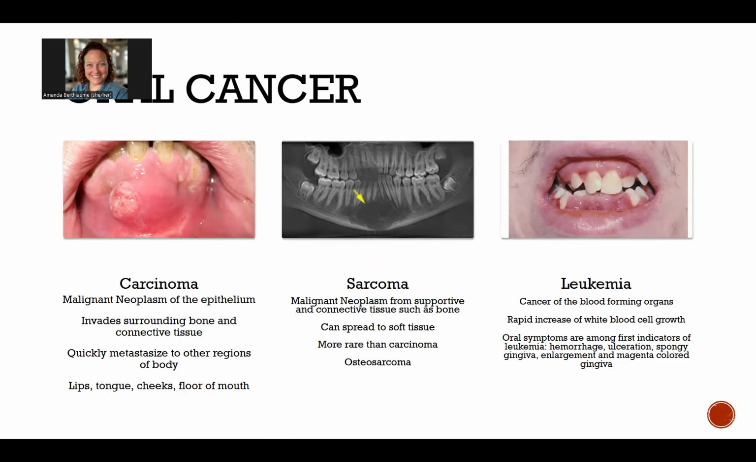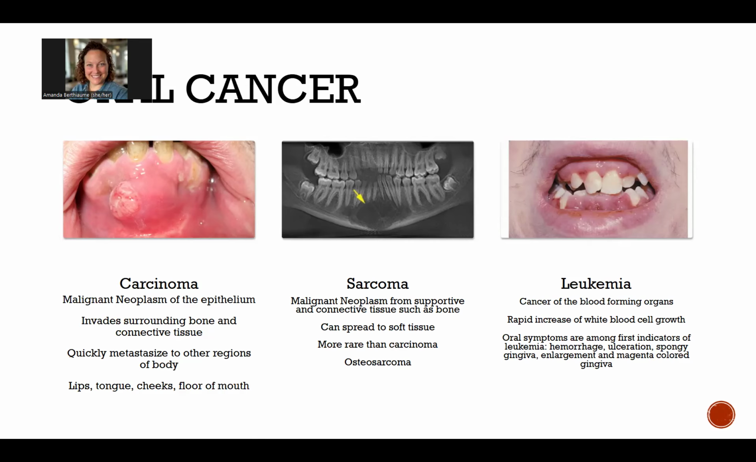You might see sarcomas. Those are very, very bad neoplasms, and they will affect the connective tissue. It can spread to soft tissue. It's more rare than carcinoma. Anything that's a sarcoma is bad news. Osteosarcoma means that the tumor has invaded the bone. You can see on the x-ray here, that person is losing all of those teeth down there and most of that jaw, right? So there's going to be a lot of reconstruction. And then think about the eating habits and the healing after, and all that comes with that.